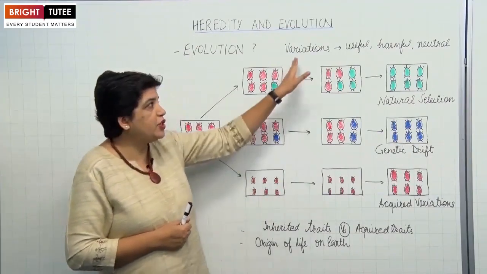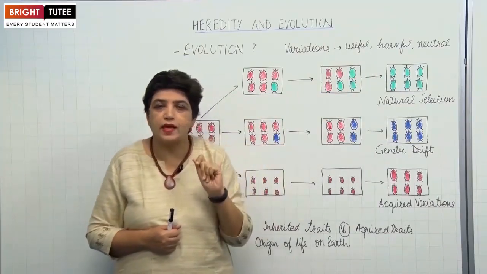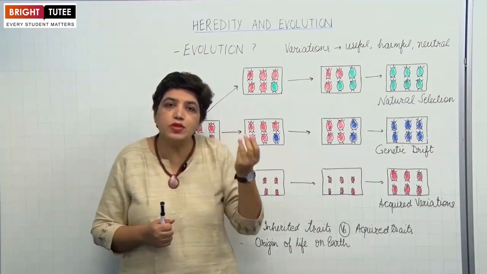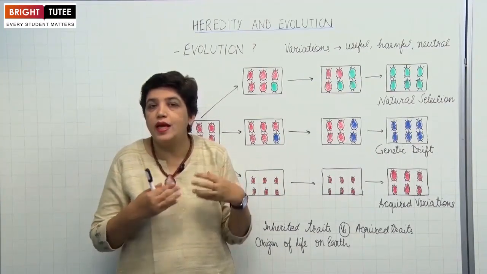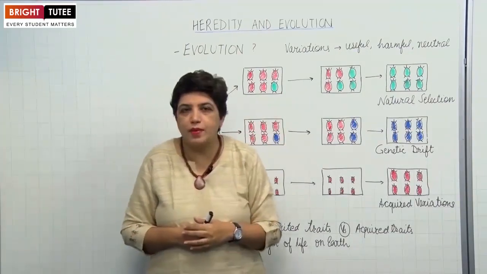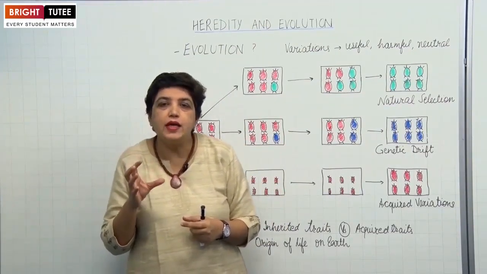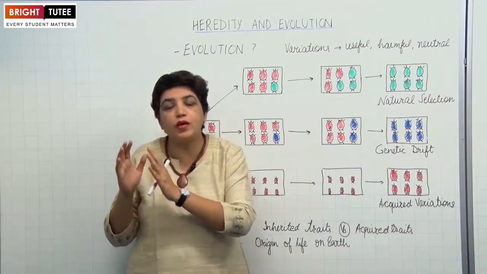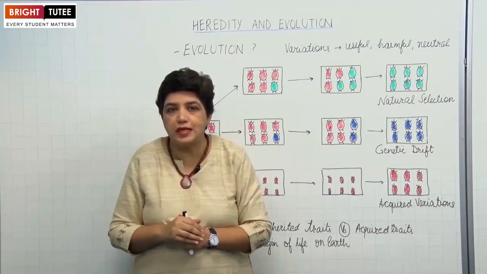The variations can be useful, harmful or neutral. Try to understand. The useful variations are those which help the organism to survive in that environment. They help them to adapt to the environment. For this, I can give you two examples. Consider some bacteria. Some of the bacteria had the variation that they could adapt and live in high temperatures. They were resistant to heat.